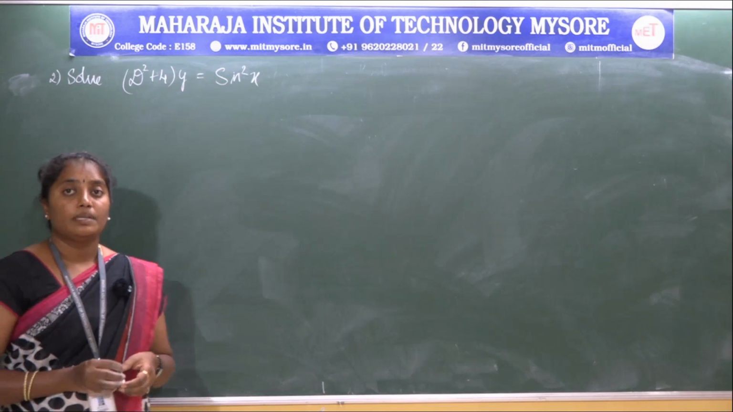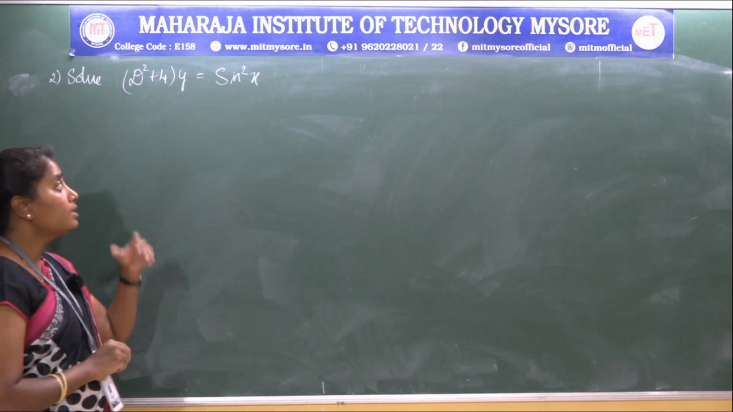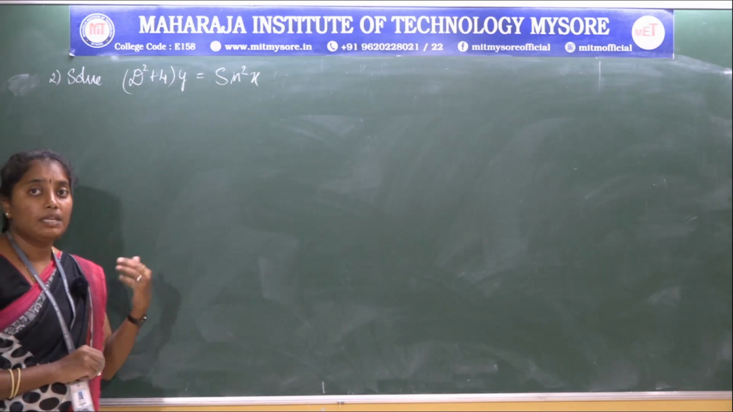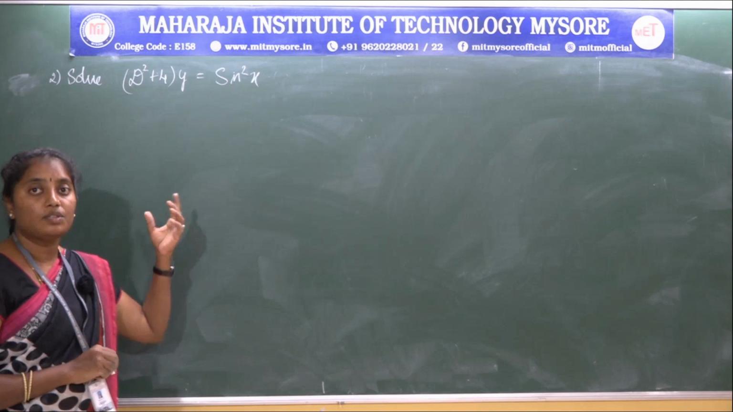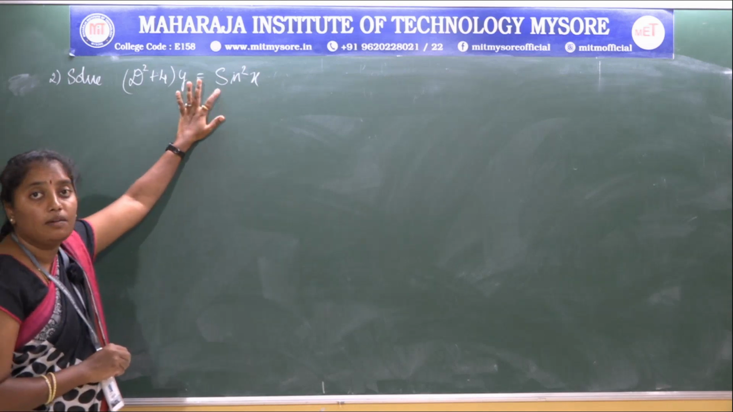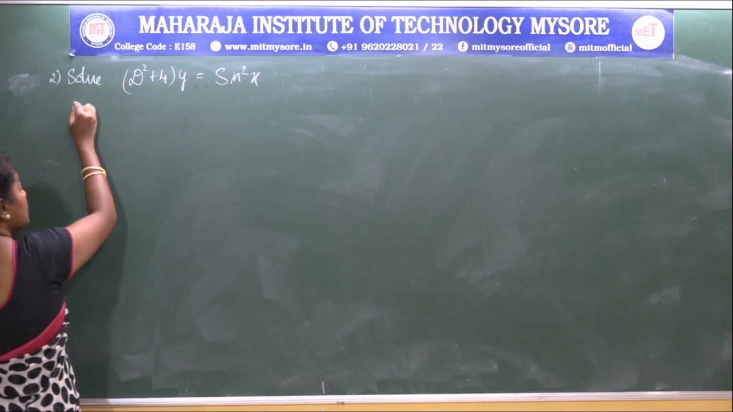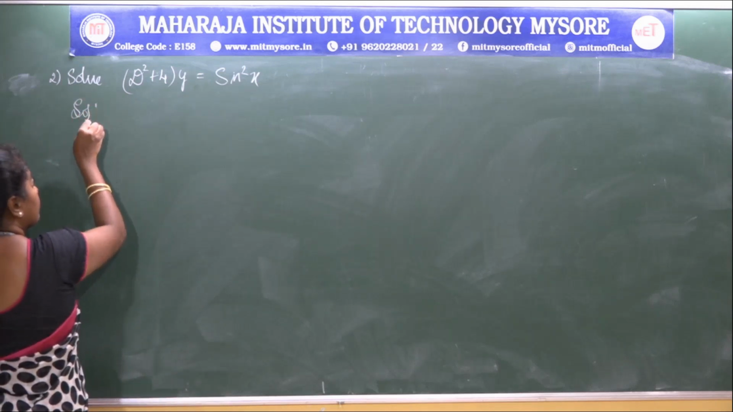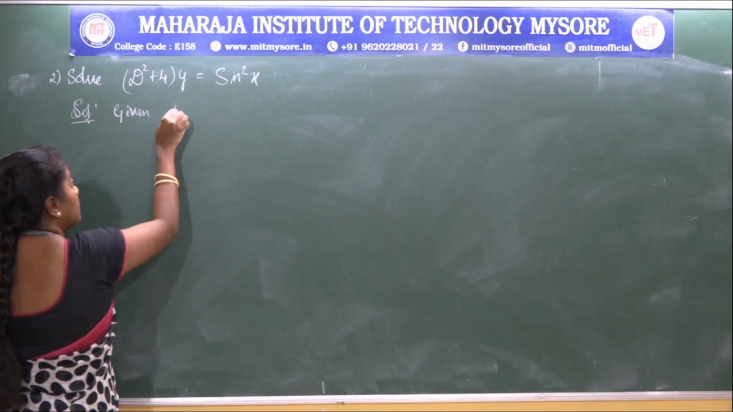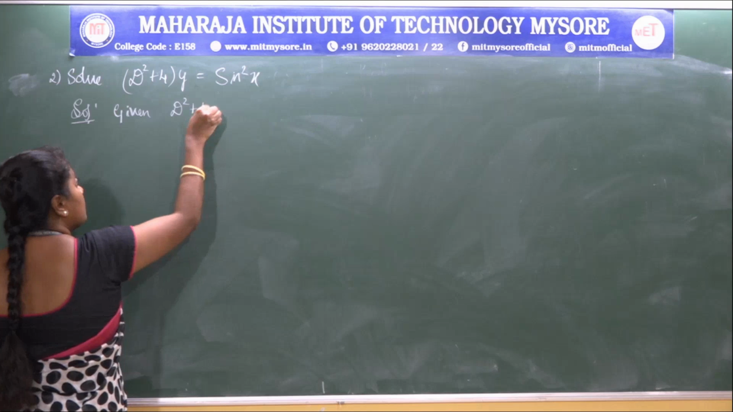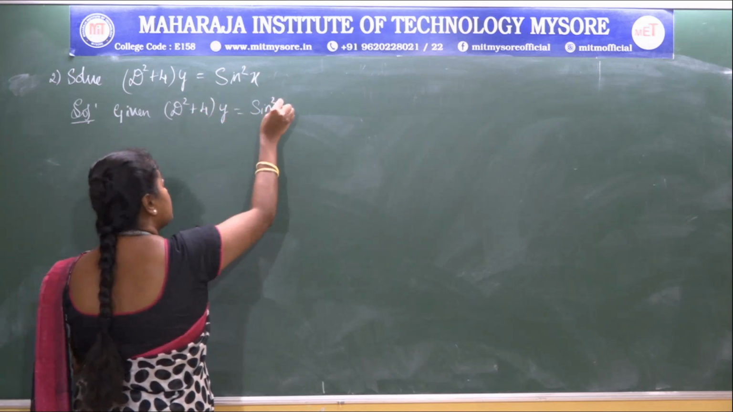Next, the second problem in type 2: solve D square plus 4 of y is equal to sin square x. In the previous problem, we had cos 2x, a trigonometric function with power 1. We have a trigonometric function with power 2 in the second problem. So let us solve this. Given D square plus 4 of y is equal to sin square x.